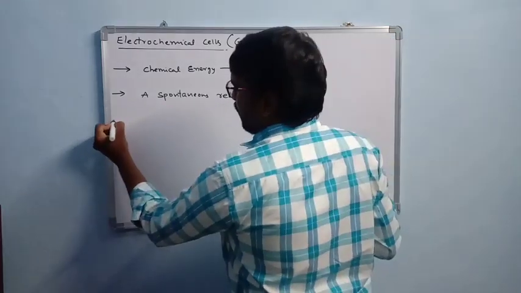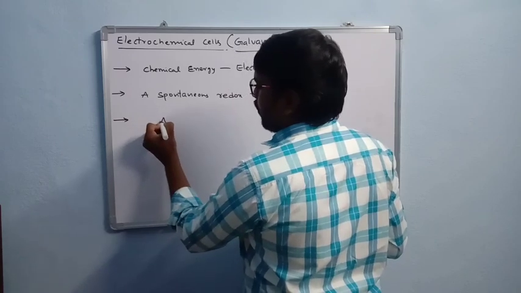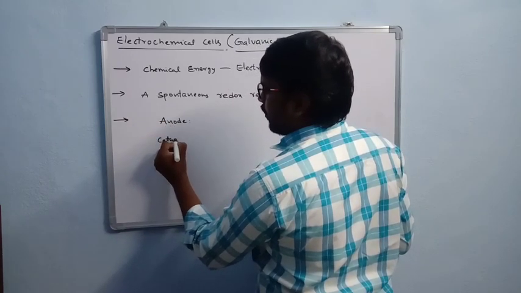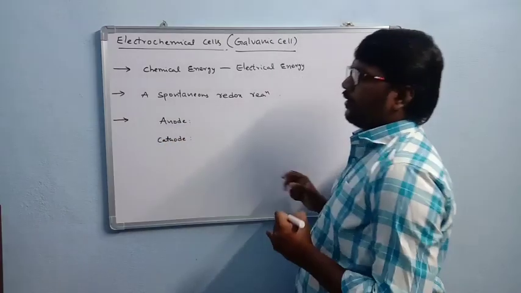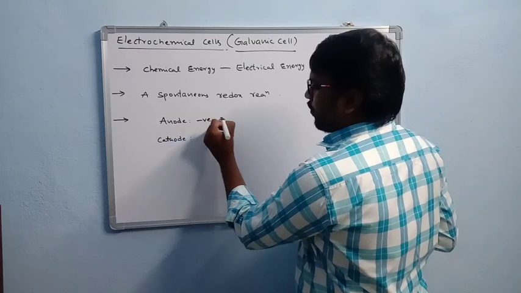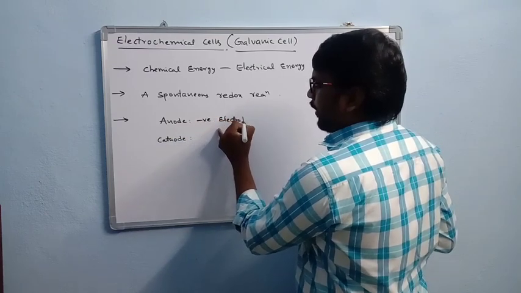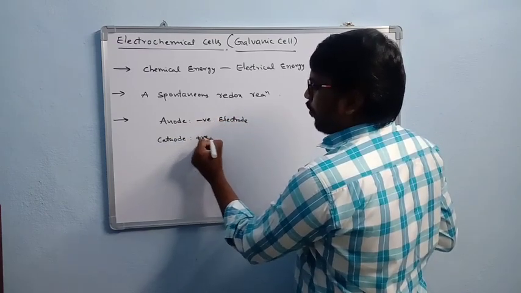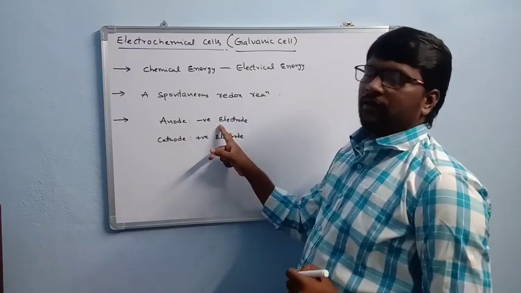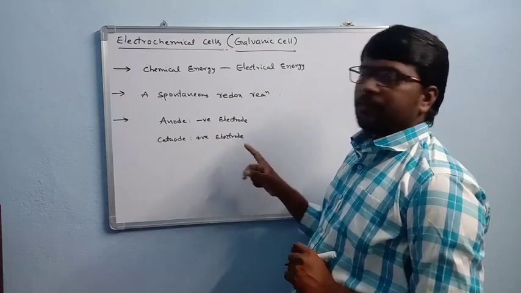And here we use two electrodes, anode and cathode. So in an electrochemical cell, the anode is the negative electrode and the cathode acts as the positive electrode.